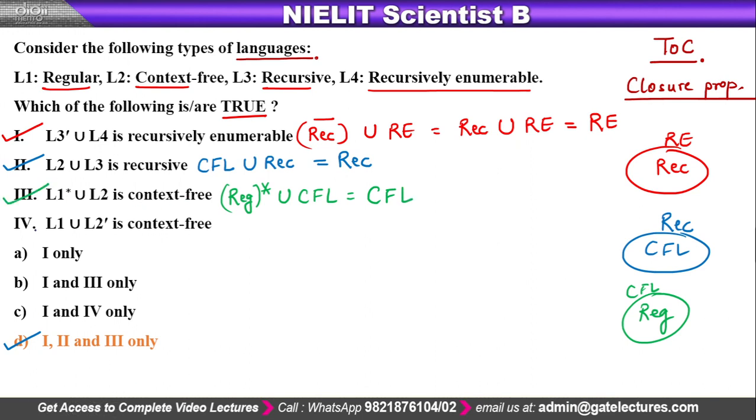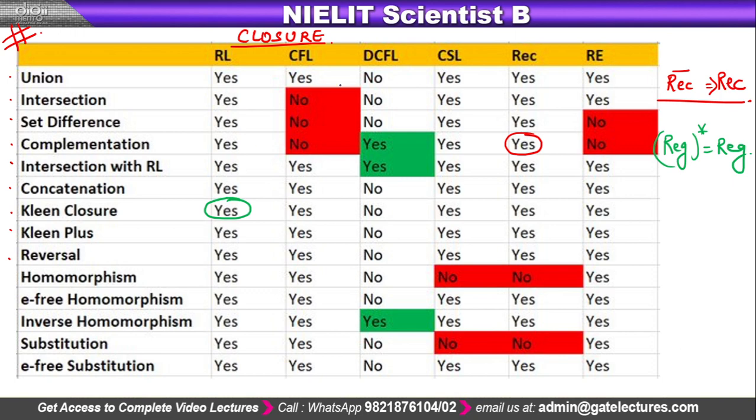Now let's talk about option number four. L1. What is L1? Regular. So regular union L2. L2 is context free CFL complement. Now we'll check in the table. Complement CFL. The answer is no. This means that if I take the complement of CFL, the result may be a CFL and it may not be a CFL. Okay, so either it can be CFL or it can be not CFL.